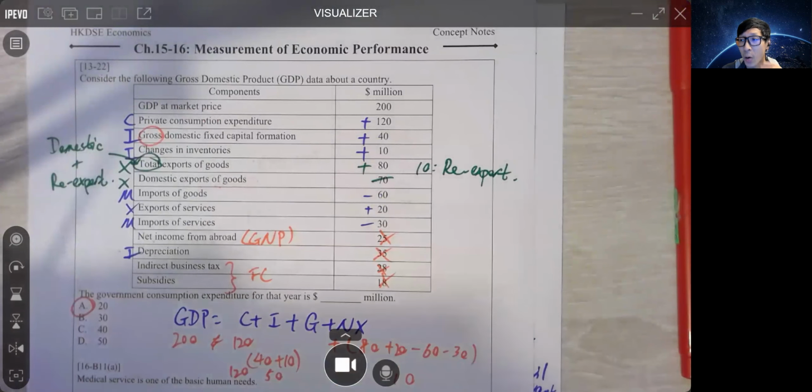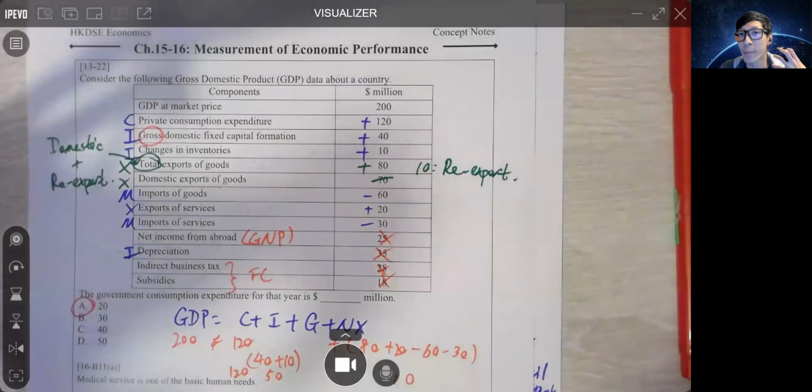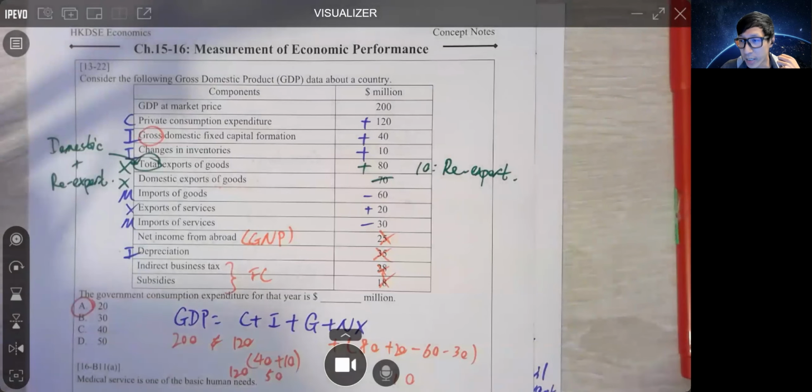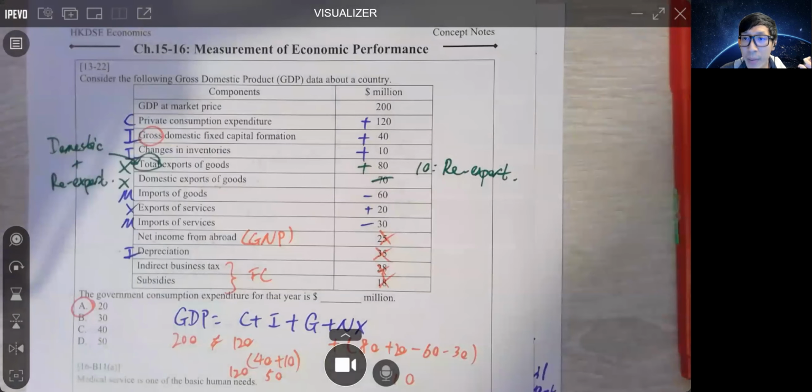So next video, we are moving on to chapter 16 to talk about some other concepts related to GDP, namely real GDP, nominal GDP, etc.